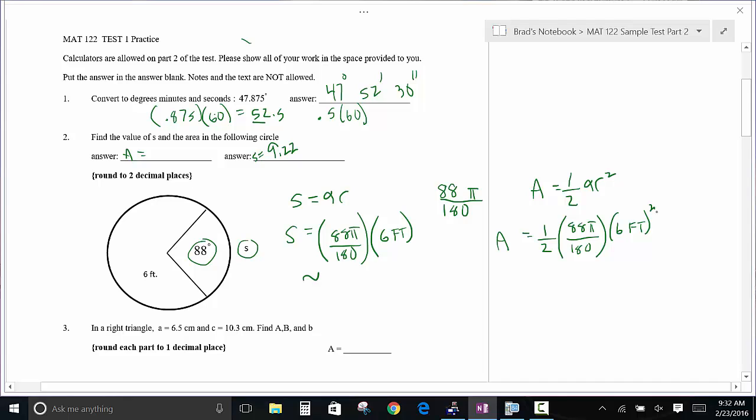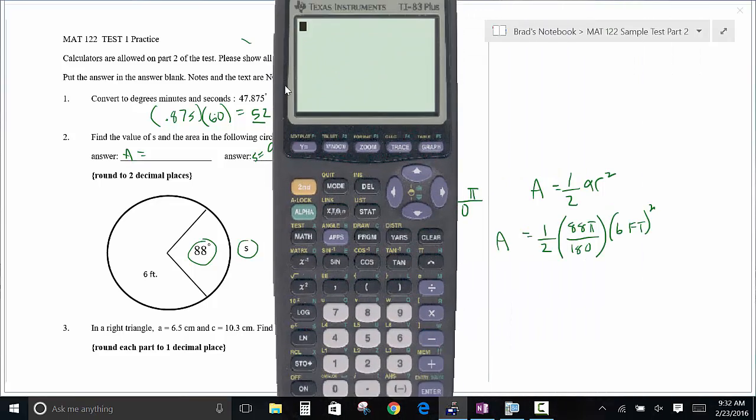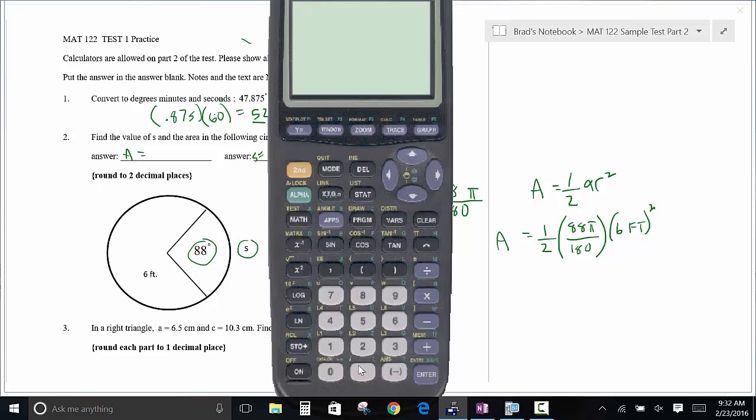Then I'll put it in the calculator. You can do this all in one step on your calculator. That's what I recommend that you learn how to do. You could use 0.5 for a half if you wanted to. Then you can say times, in parentheses, 88 pi divided by 180. This is one way to do it. And then times 6 to the second, which is 36. You could do that in your head if you want to. So then your area would end up being 27.65 if you rounded that off.